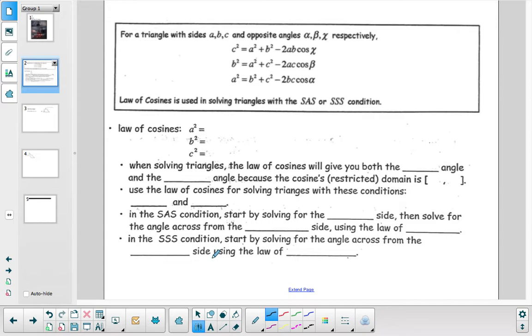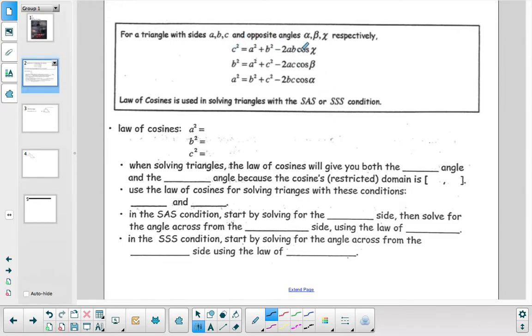With law of sines, we could use it when we had two known angles or the side side angle conundrum, which we talked about in the last video, which was the ambiguous case. But with these two, when you know at least two sides, except for the side-side angle, you're able to use law of cosines.